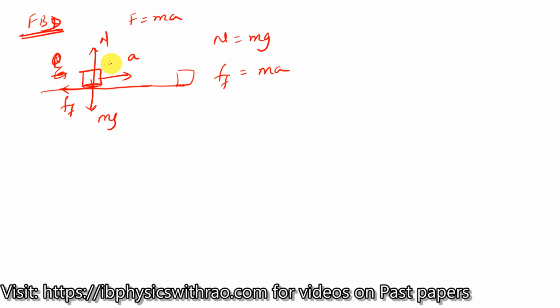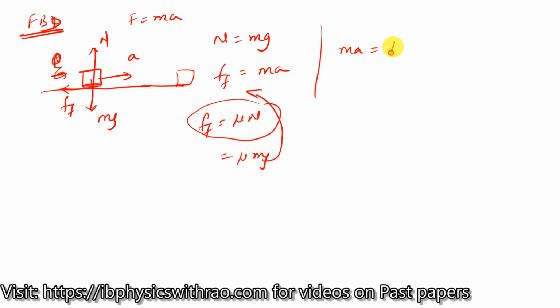Now you saw that N equals mg, and we know that the frictional force is equal to mu times N. Always remember you use this whenever there is sliding. So you can write this as mu times mg, and now take this value and substitute it here. What do you get? m into a is equal to mu times mg, or a is equal to mu times g. So you find the magnitude of the acceleration.